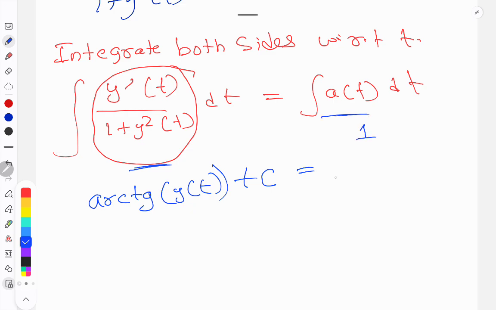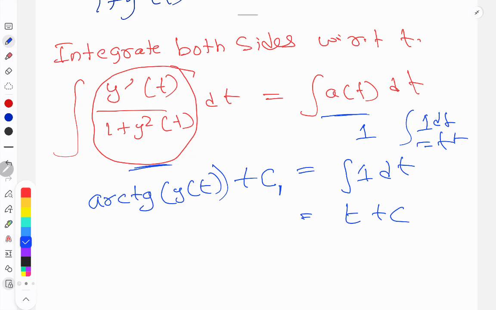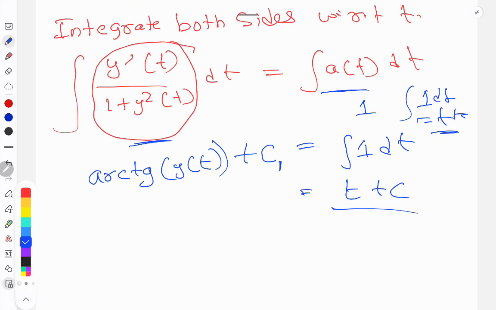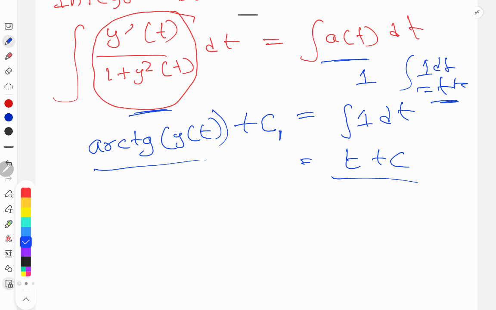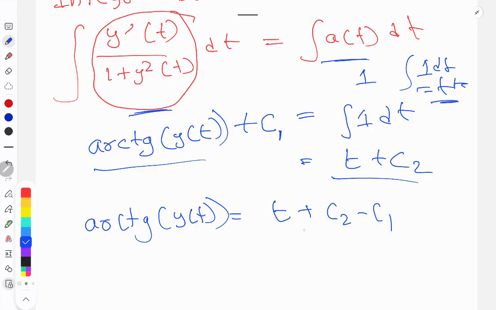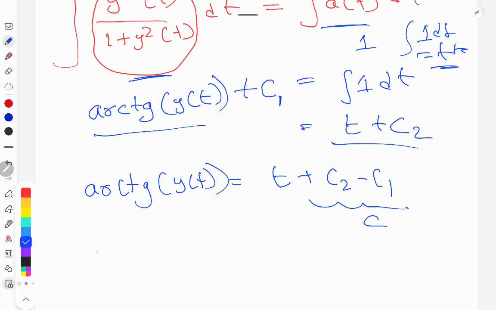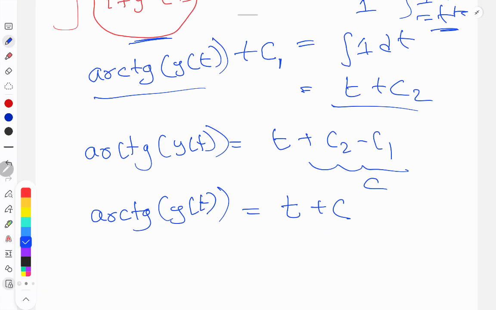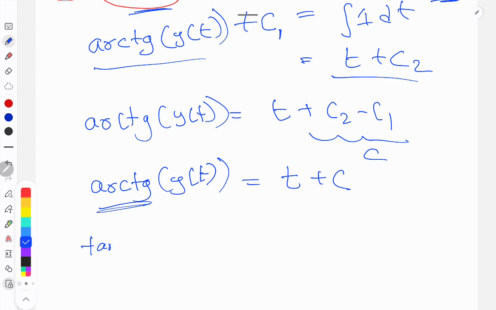What is a of t? A of t is 1 here, right? So it's integration of 1. I'm writing this one c1 because this will be t plus c, because integration of 1 dt is just t plus c. You will watch that one and you will get it. Here you got this one and you had y of t. So now you have to find y of t, right? So you can say arc tan y of t equals t plus c2 minus c1. I took this to the other side, so constant minus constant is another constant, right? So instead of c1 c2, I can just write c. So I got arc tan y of t equals t plus c, and this arctan means tan inverse, right?